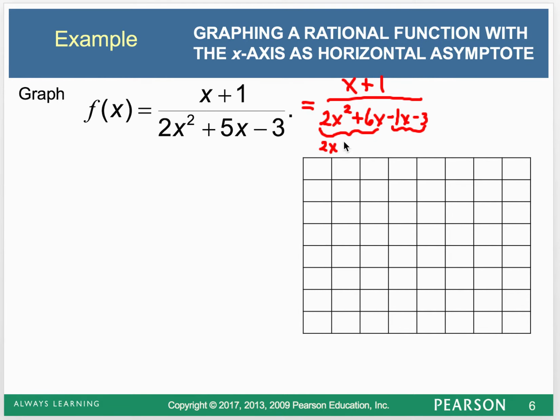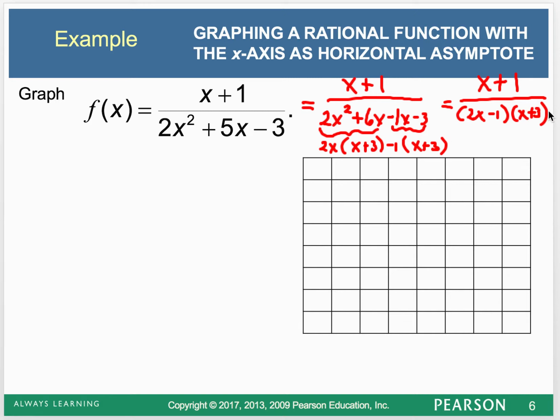Factor out a 2x, and that leaves x plus 3. Factor out a -1, and that leaves x plus 3. So we have x plus 1 in the numerator, and 2x minus 1 times x plus 3 in the denominator. All right, so it doesn't simplify. So check that first. Since it doesn't simplify, my next step is to find my asymptotes.